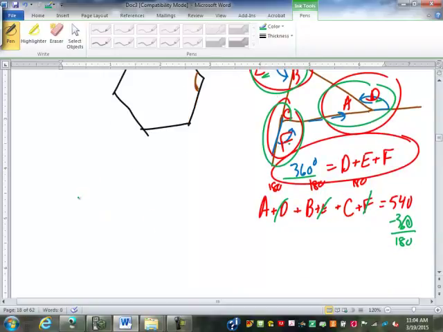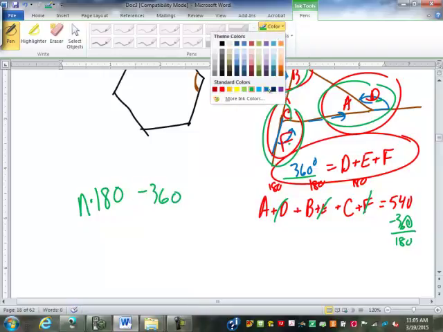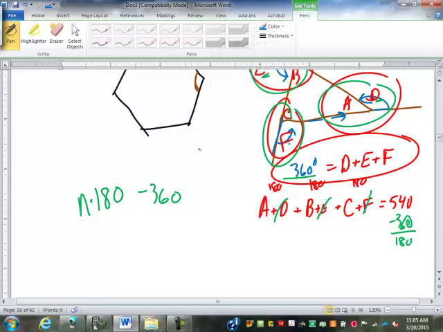So the number of angles times 180 minus 360 degrees. Now we could either leave it like that, or some people do it this way. Instead of doing 180 times n minus 360, they'll factor out the 180. So what's 360 divided by 180? 2, right? So it's 180 times n minus 2. Either one of those will work.